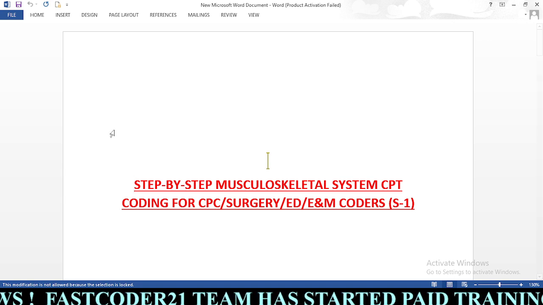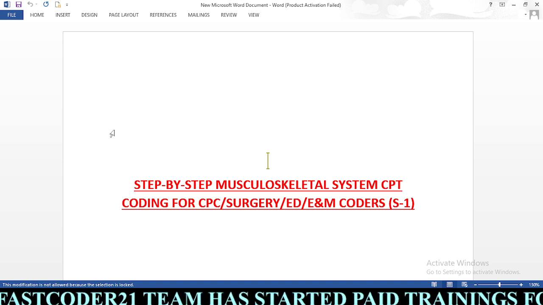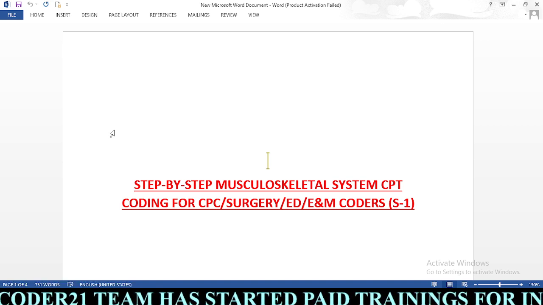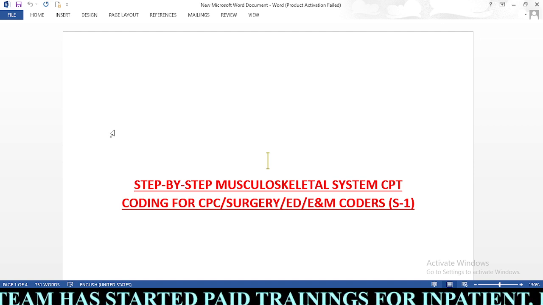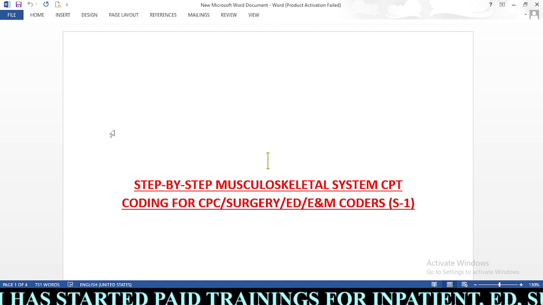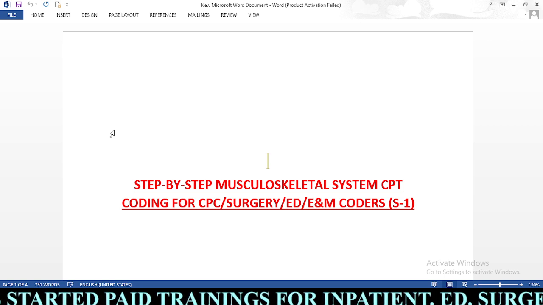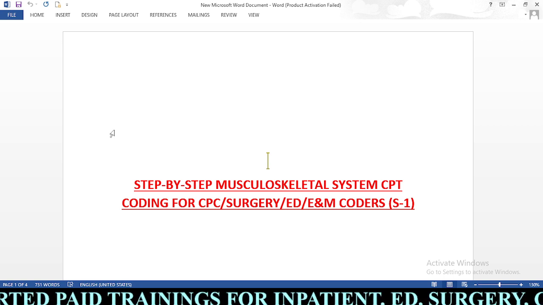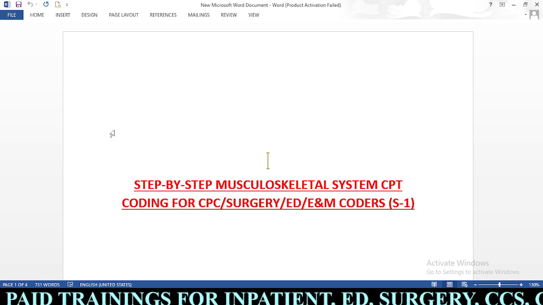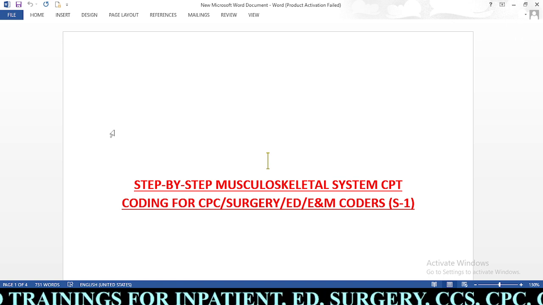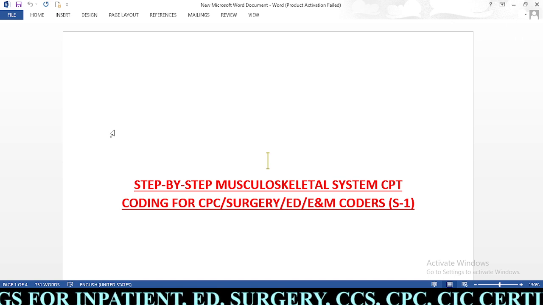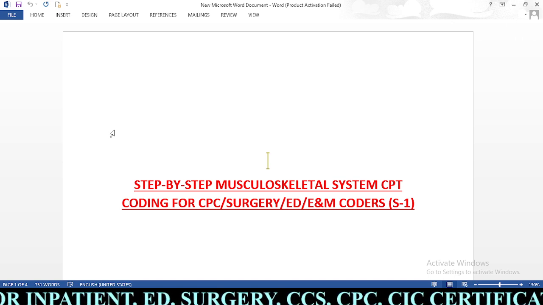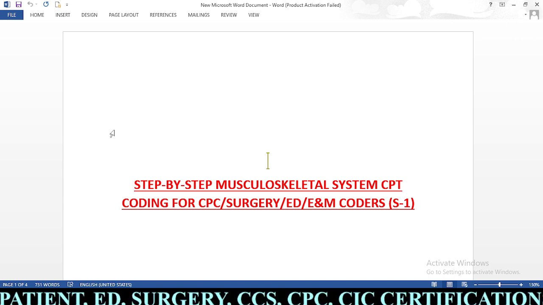In this session, we are going to learn how CPT is divided based on the body parts, and also we are going to learn the most important and crucial definitions related to musculoskeletal system coding. So if you know all these definitions, you can code musculoskeletal system CPT coding very easily. So if you want to master musculoskeletal system coding, please watch this session until the end.